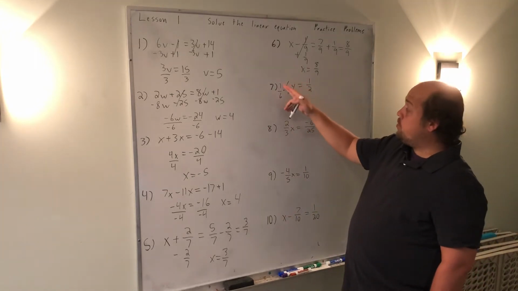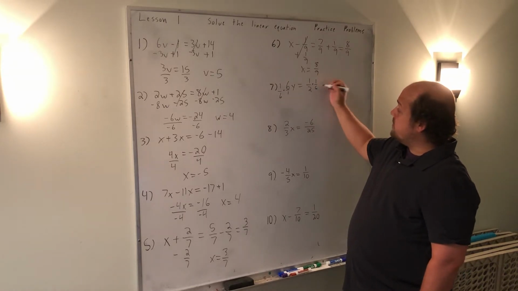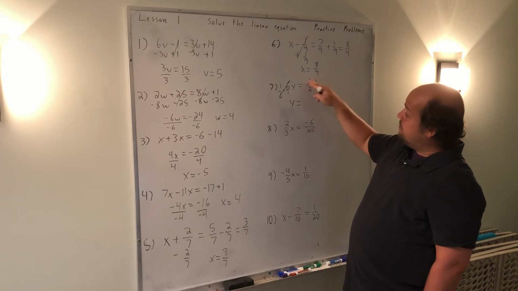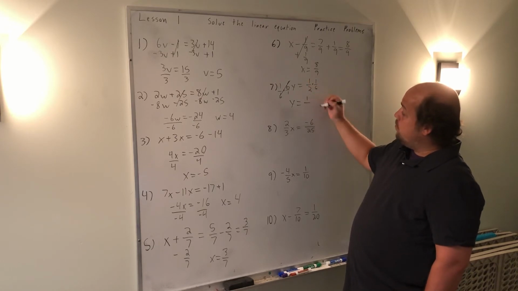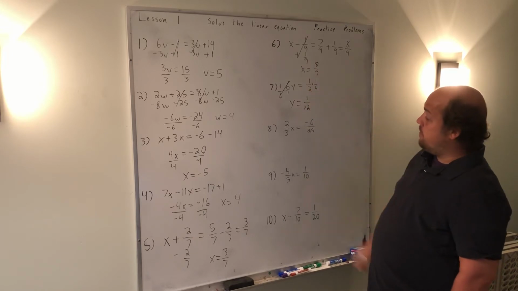To do it, I multiplied by 1 over 6 on the left, so I also have to multiply by 1 over 6 on the right. This just leaves me with y. Here, top times top, 1 times 1 gives me 1. Bottom times bottom, 2 times 6 gives me 12.